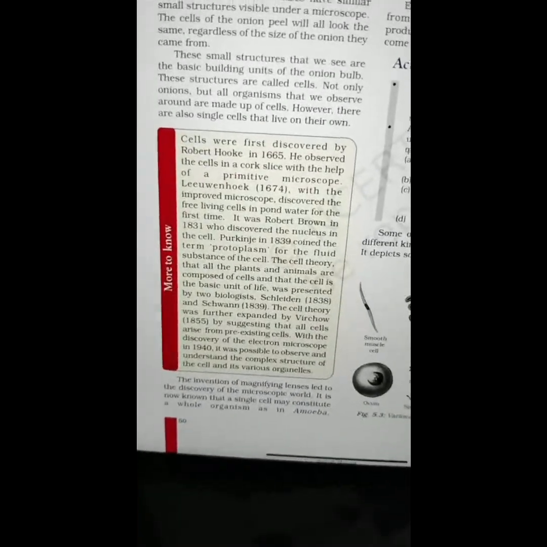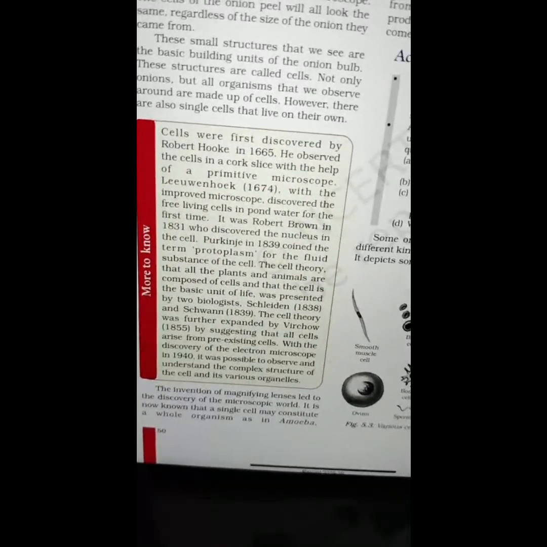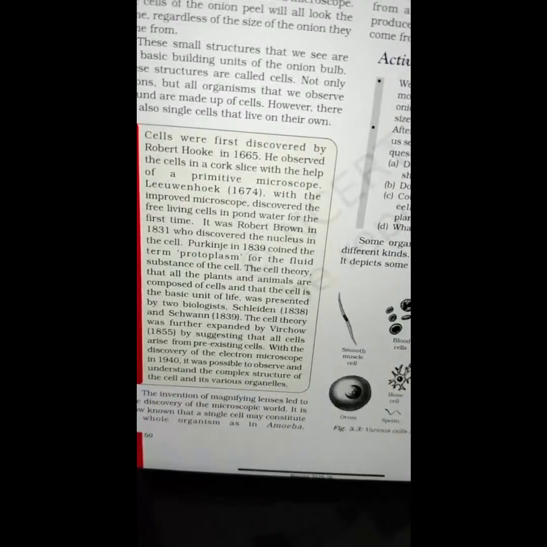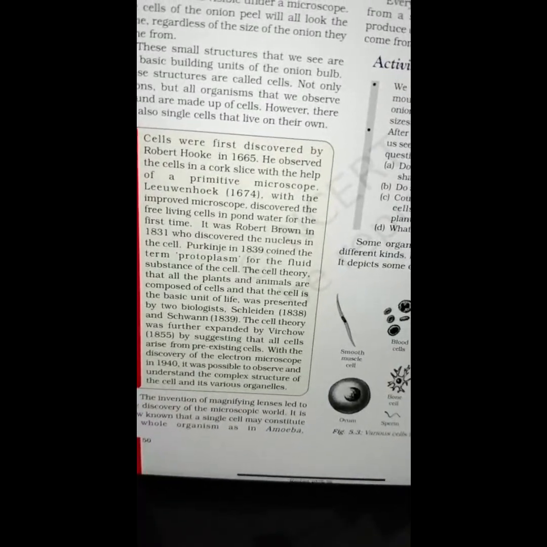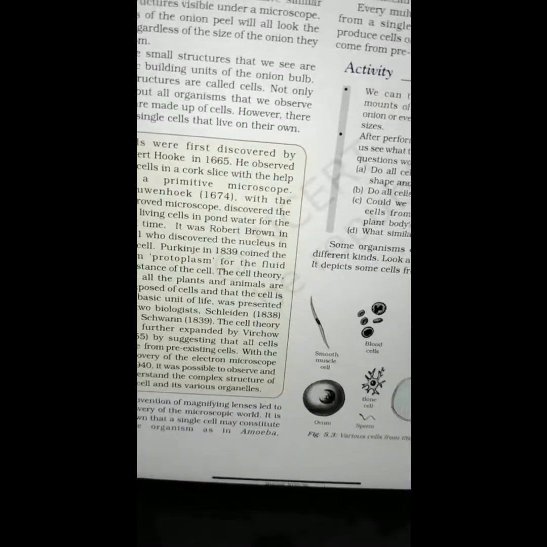The last paragraph on this page, number 50, says the invention of magnifying lenses led to the discovery of the microscopic world. It is now known that a single cell may constitute a whole organism, as in amoeba. This side now: Chlamydomonas, paramecium, and bacteria. These organisms are called unicellular organisms.